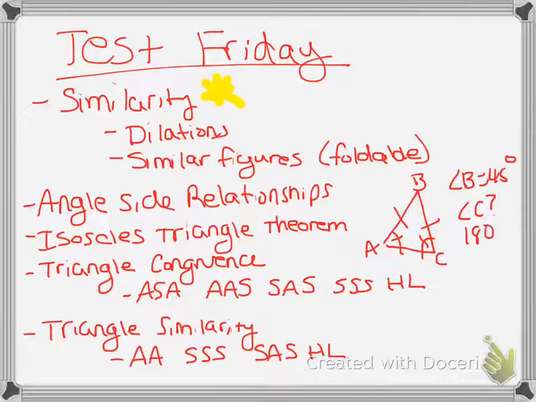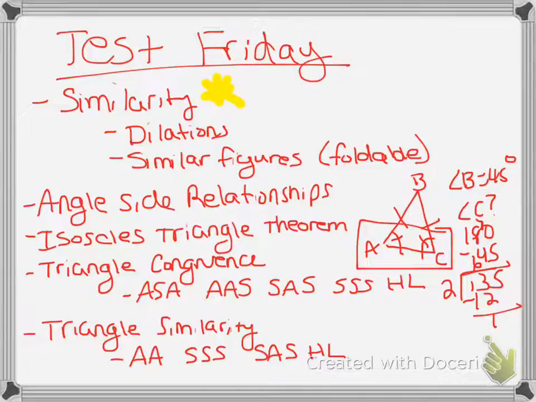Well, I would do 180 minus 45 gives me 135, and then I would divide that by 2 because I know those two angles are equal. So 2 into 135 gives me 67.5. So angle C would be 67.5 degrees. That was one that a lot of people seemed to miss when we had the quiz.